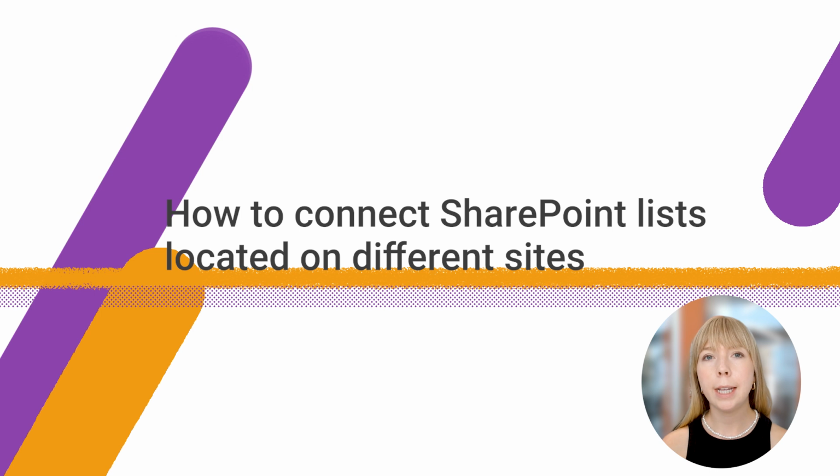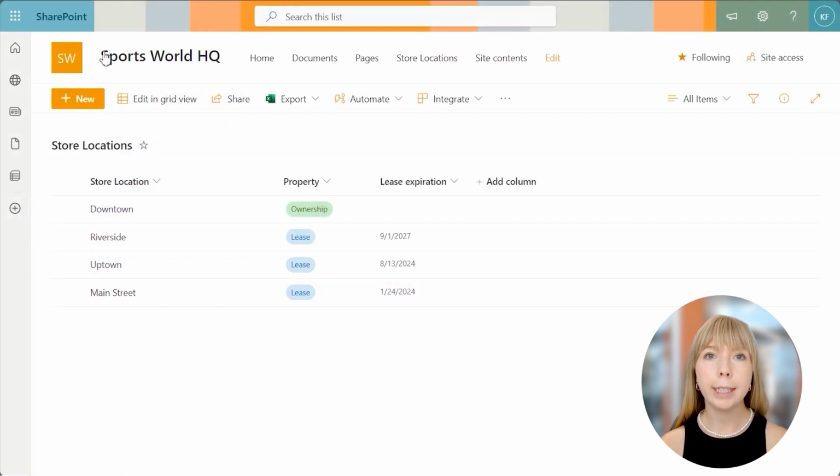This control resembles the SharePoint lookup column. However, it can link lists located on different SharePoint sites within your tenant. So let's look at our example.